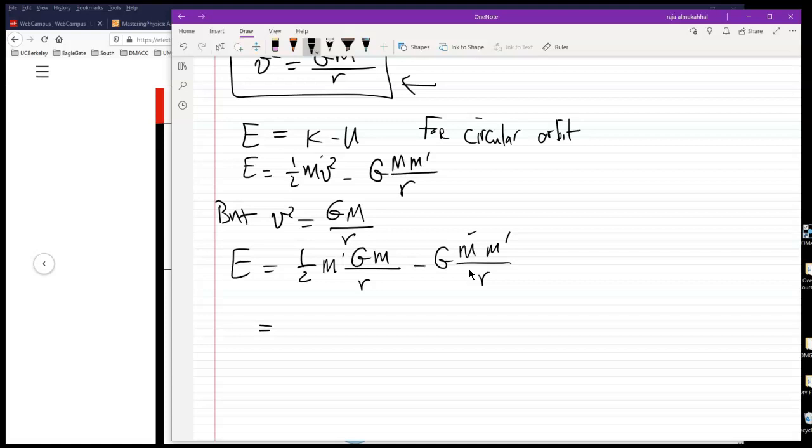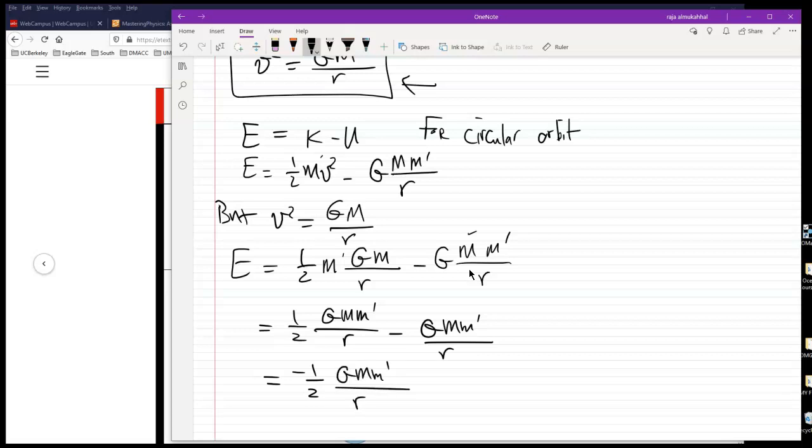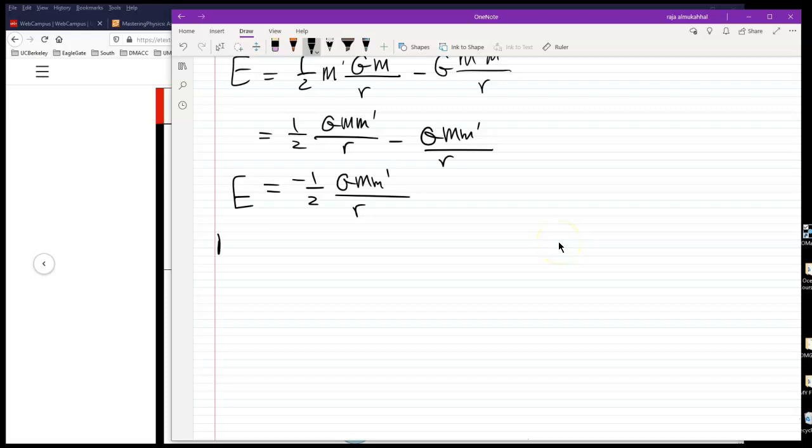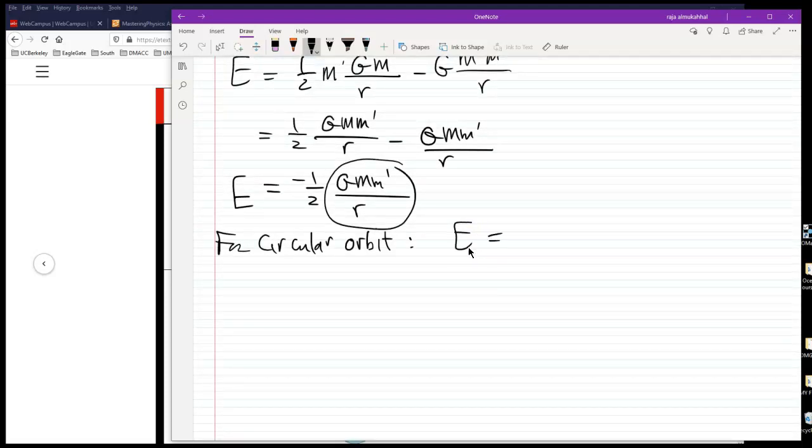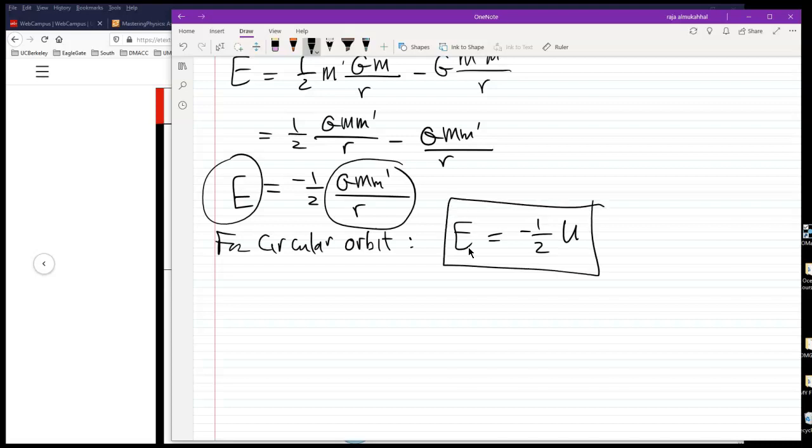Well, let me clean it up a little bit. So in this case, I'll have 1/2 GMM' over R minus GMM' over R. What does that mean? If I add them up together, you'll end up with negative 1/2 GMM' over R. Isn't that interesting? So what does that mean? It means for circular orbit, look at that, this is the original potential energy right here. See that? For circular orbit, the total energy E is basically negative 1/2 U. Isn't that interesting?